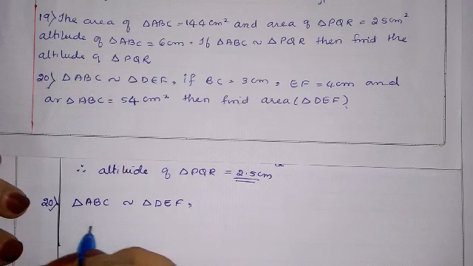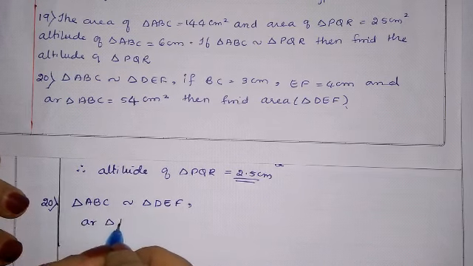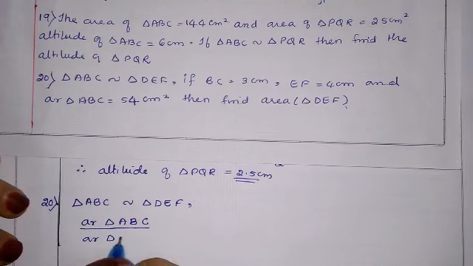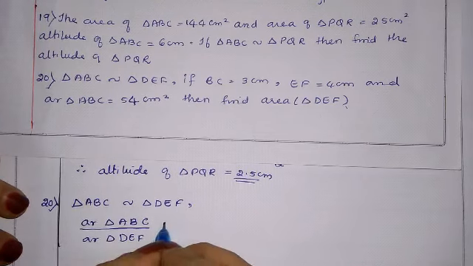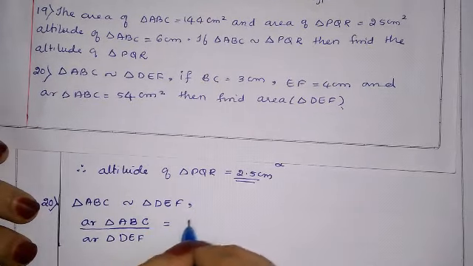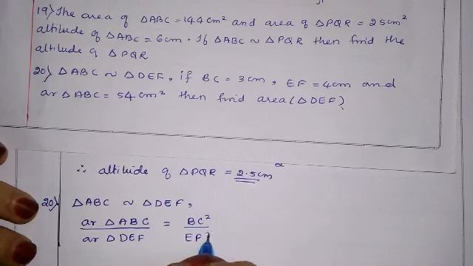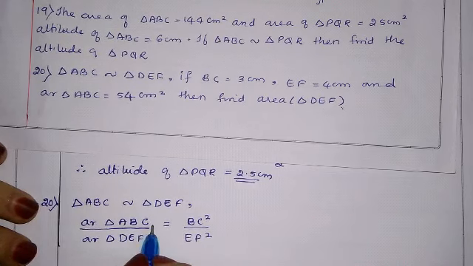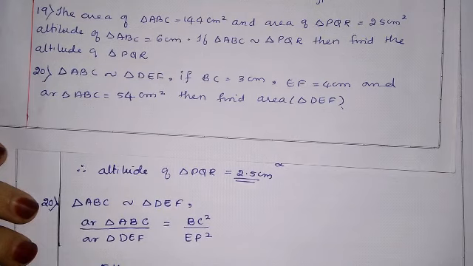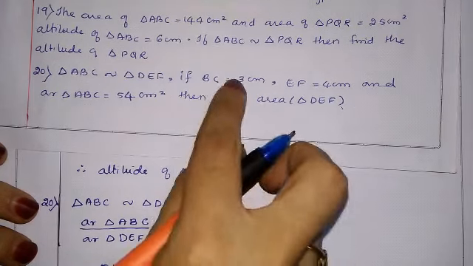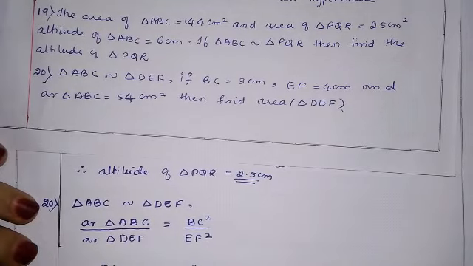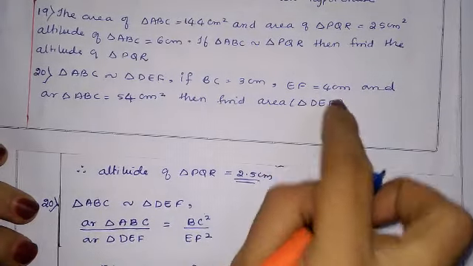Once the triangles are similar, then area of triangle ABC upon area of triangle DEF is equal to BC square upon EF square. Area of triangle ABC is given as 54, we don't know area of triangle DEF, they have told us to find it, and BC value is 3, square as it is, upon EF value is 4, so square.